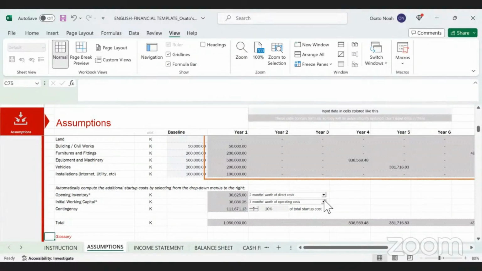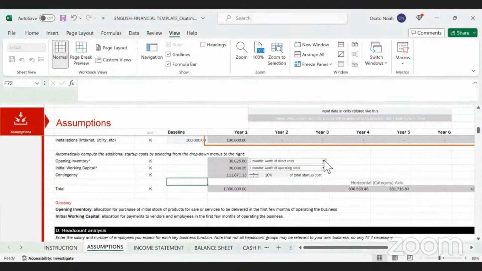Then initial working capital, we said our working capital is the amount you have at hand for your operating cost or managing your expenses. We said 3 months worth of operating cost. So our working capital, we will keep 3 months. So even if people don't buy anything within the first 3 months, we have enough cash at hand to run for 3 months before we start looking for money.